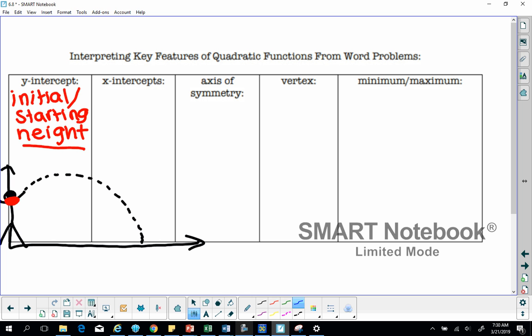When they're talking about x-intercepts, other words they can use, we already learned, are zeros, roots, and solutions. But usually when they're talking about word problems, they're referring to when something hits the ground.